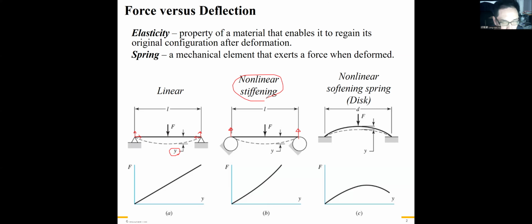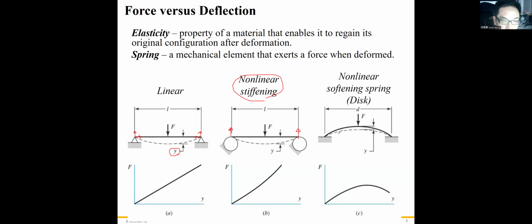And the third case is that suppose we have a soft membrane. You can think of a balloon, right? When you stretch a balloon, or you can just deform it as a disc membrane. So when we apply a force to this softening spring, maybe this figure should be drawn in the opposite direction. What I mentioned, the balloon, the disc membrane is one type of softening spring.